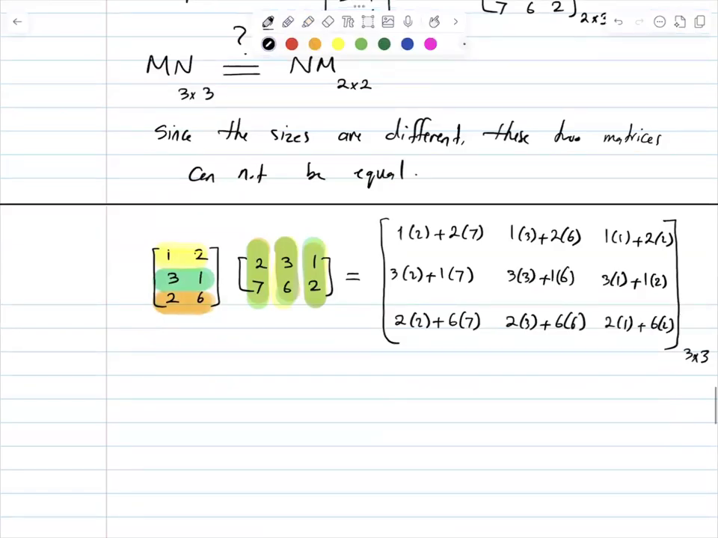So the multiplication of these two matrices can be written as: 2 plus 14, 16, 3 plus 12, 15, and then you have a 5, and then you have 6 plus 7, which is 13, then you have 9 plus 6, which is 15 again, 3 plus 2, which is 5, and then you have 4 plus 42, which is 46, then you have 6 plus 36, which gives you 42, and finally you have 12 plus 2, which is 14.